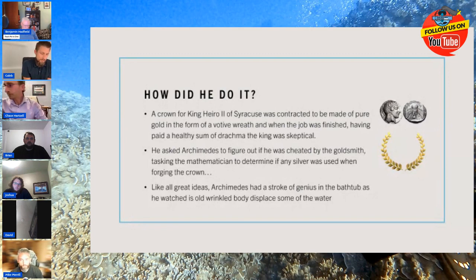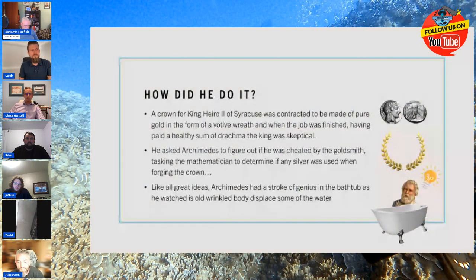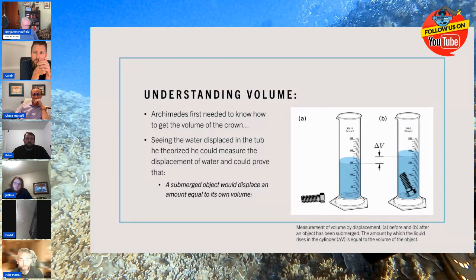And like all great ideas, Archimedes had a stroke of genius in the bathtub. He noticed that the water was displaced as he sat in it, and it rose. That gave him an idea about how he might calculate the volume of that crown. In a more relevant example, he understood that any submerged object would displace an amount of water equal to its own volume.